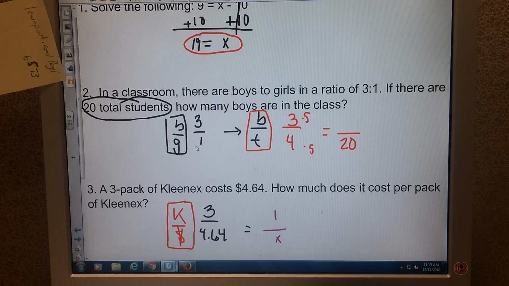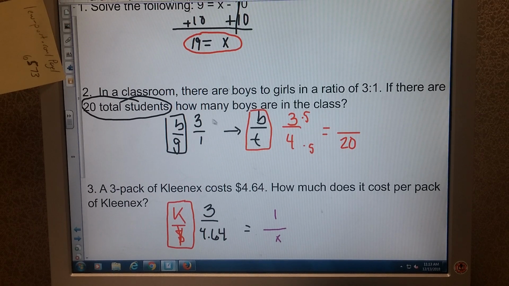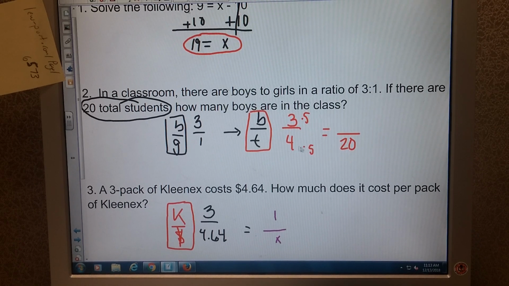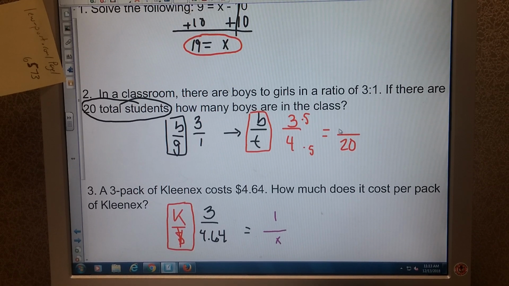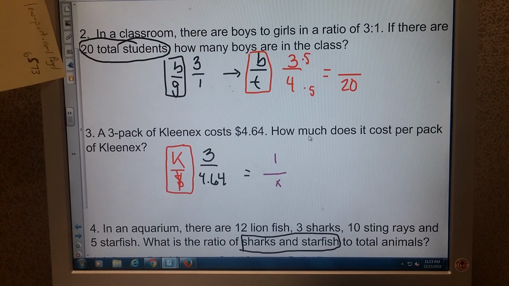So I'm going to adjust my ticket. So I know there's 3 boys, but what I need to know is the total number of students, which is 4, because 3 boys and 1 girl is 4 total students. Now that I have the right ticket, 20 total students, 4 times 5 is 20, 3 times 5 will give me my answer. Number 3, a 3-pack of Kleenex costs $4.64.